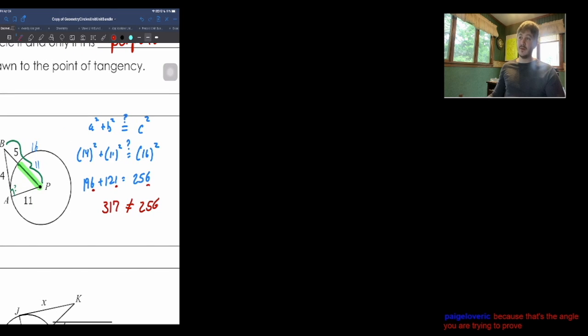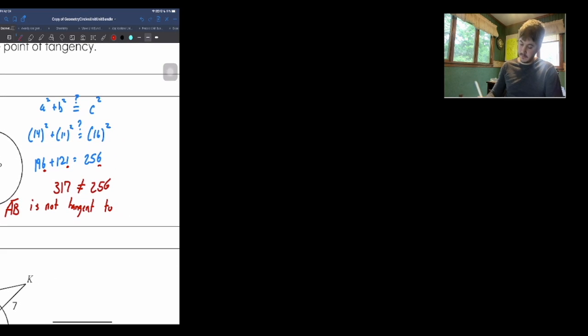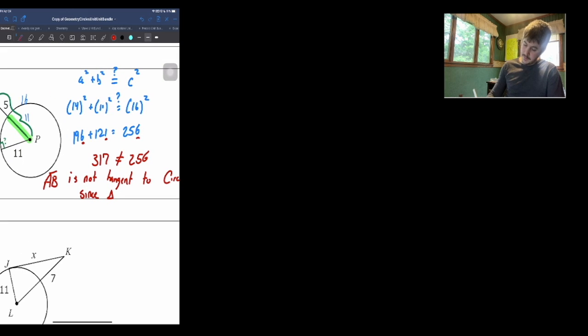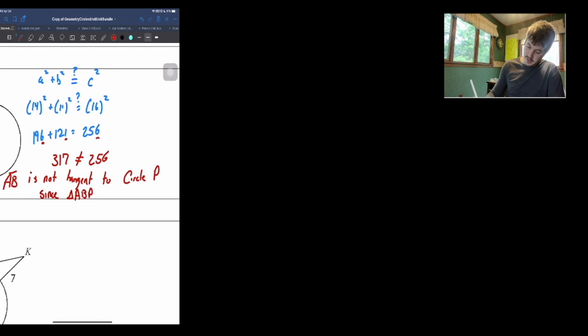So the conclusion here is, because Pythagorean theorem does not work, that means this triangle is not a right triangle. It is just some scalene triangle that has 3 different angles. Therefore, AB is not tangent to circle P, since triangle ABP is not a right triangle.